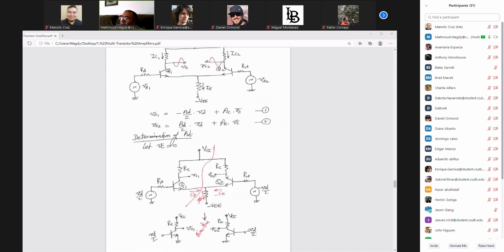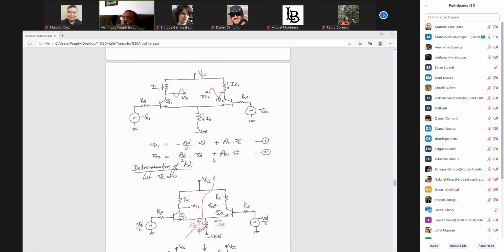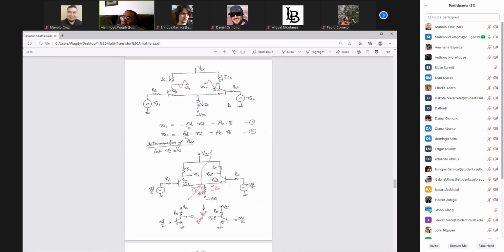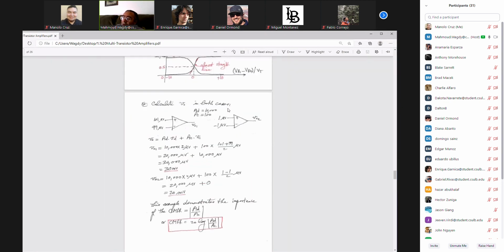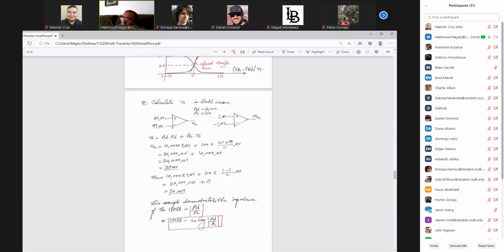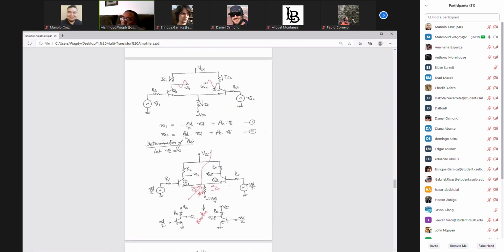Let me analyze now the differential amplifier. We need to compute the differential gain and the common mode gain of a differential amplifier. That's what we're going to start doing here. Here's a differential amplifier. Generally, these two voltages are going to be out of phase. I'm talking about the AC voltages, of course.